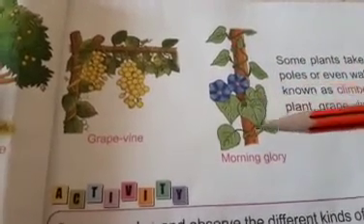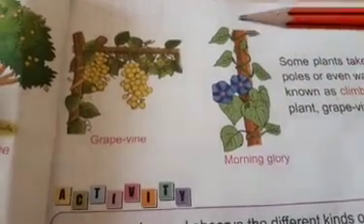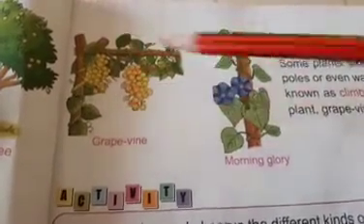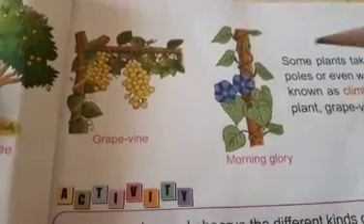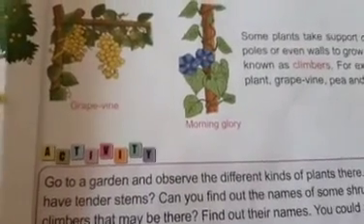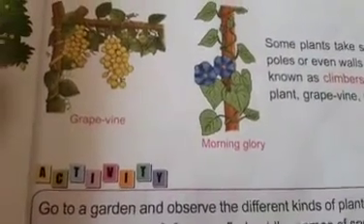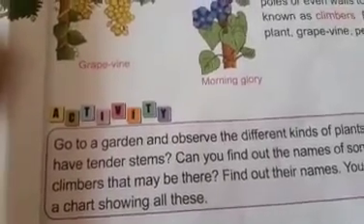Look at this picture. This one plant is climbing on the pole. Grapevine also climbed on the pole. Understood, no kids? Grapevine, peas, morning glory, money plants are climbing plants. Understood?